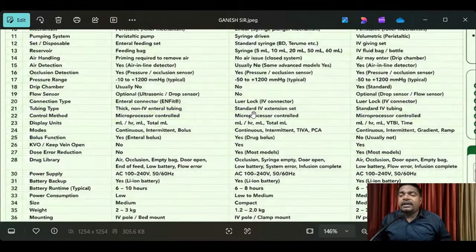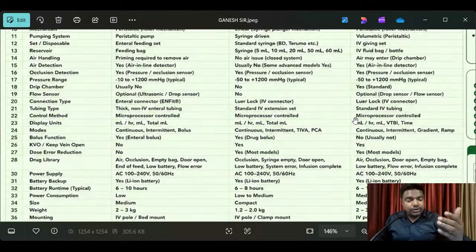Next, the syringe pump and infusion pump are both the same. A standard IV extension set is available. Whenever you attend the ICU, it is automatically visible. Understand? Now, see here, point 22.